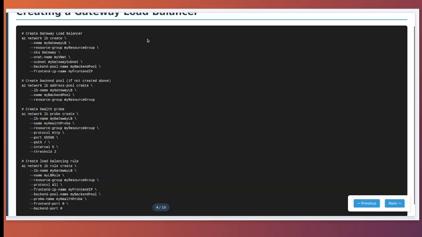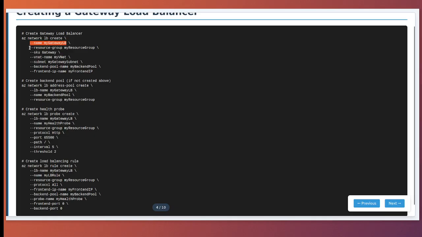First, we need to create the gateway load balancer itself. The command starts with az network lb create. The name parameter gives our load balancer a name. I am using myGatewayLB here, but you should use something descriptive for your environment.